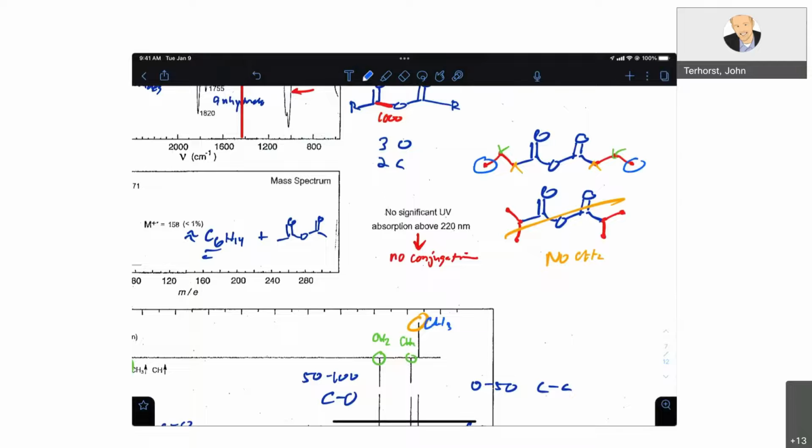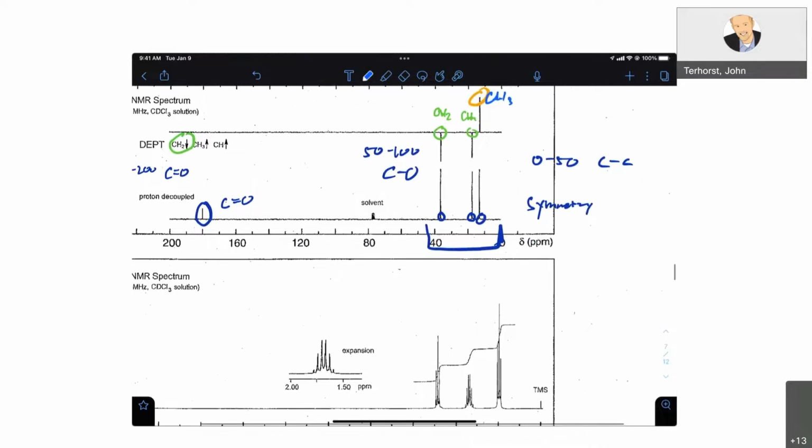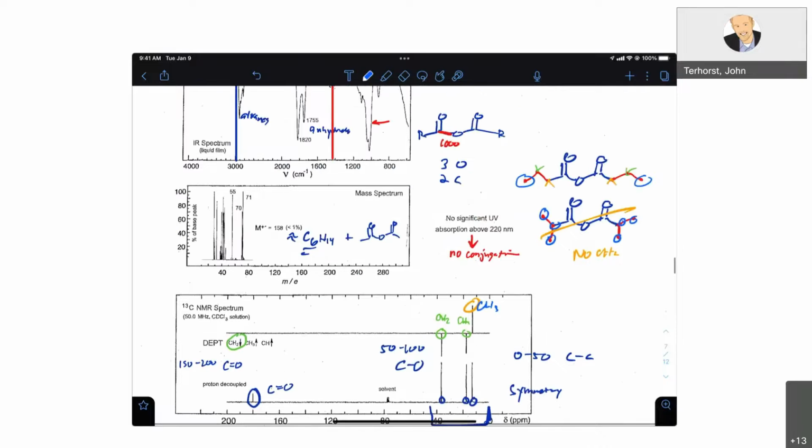This would have only up peaks. We had CH3s, which would be up, and CHs, which would be up. So that looks pretty good for our structure. Let's check the, I'm going to copy this and move it down.